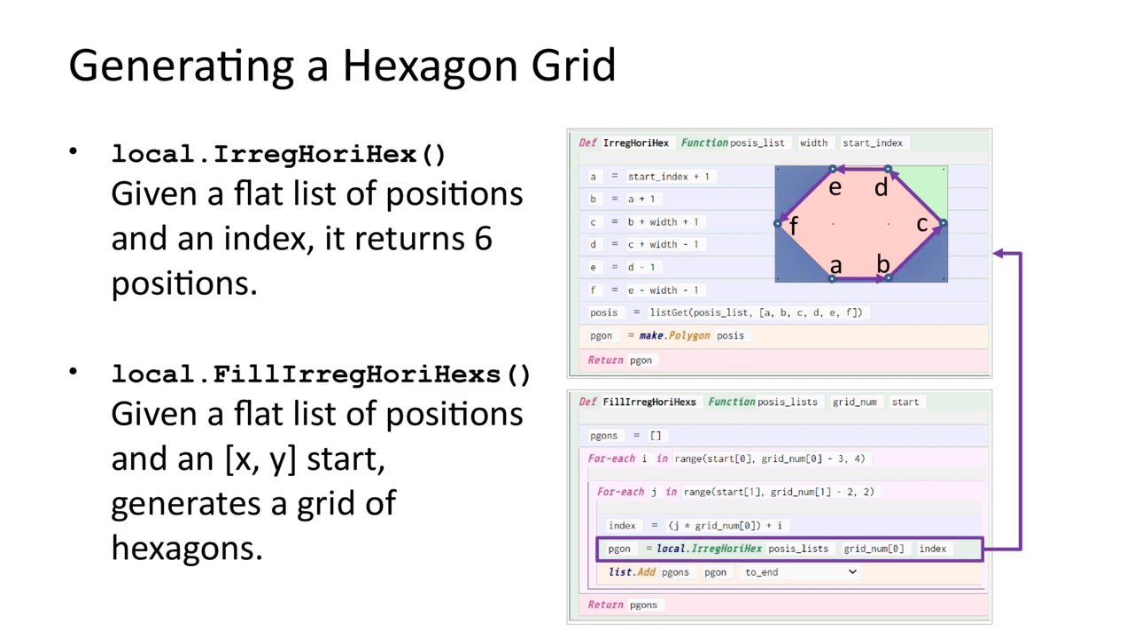The second function fills the grid with hexagons. This function has the two nested for each loops. Inside the inner loop, it converts a grid location into a flat index. And it then generates a hexagon at that location.